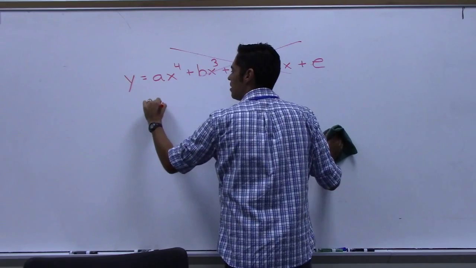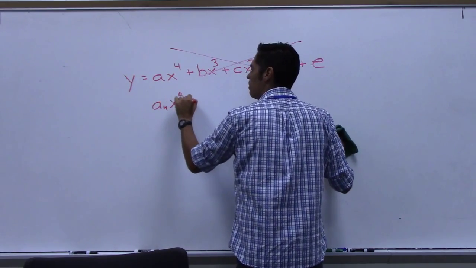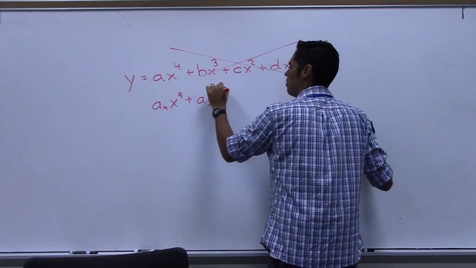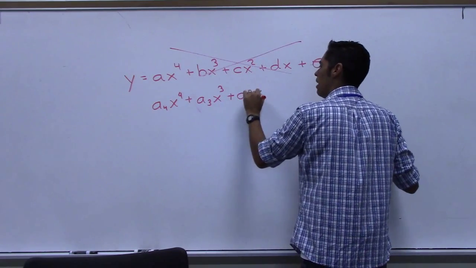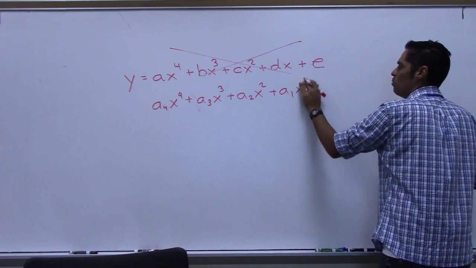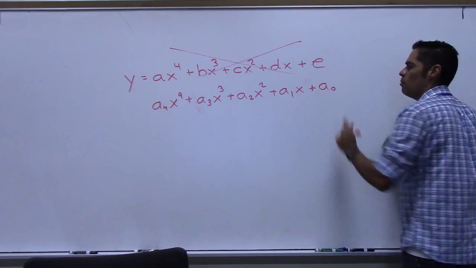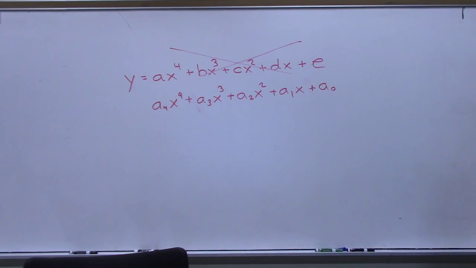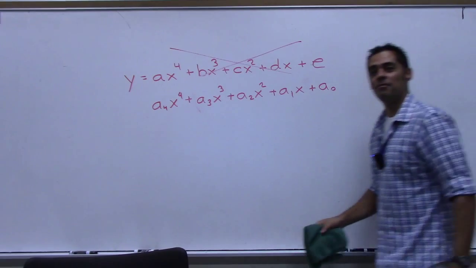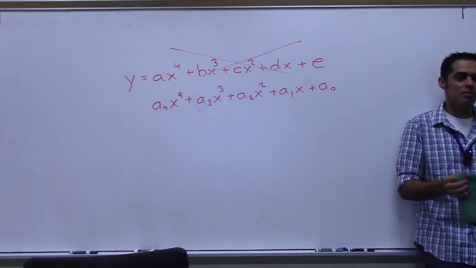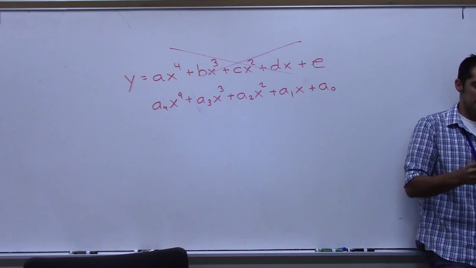Why do we say, no, that's no good? We'll call this a sub 4 x to the 4th plus a sub 3 x to the 3 plus a sub 2 x to the 2 plus a sub 1 x to the 1, which I don't need the 1, plus a sub 0. Why use this subscript instead of a, b, c, d? I know, come on, think about it. You can do it. Someone always gets this.